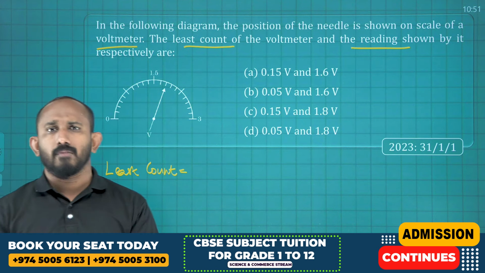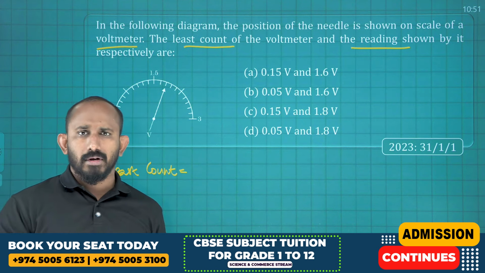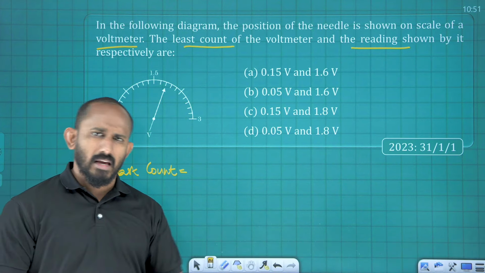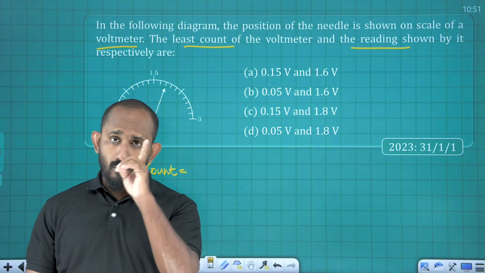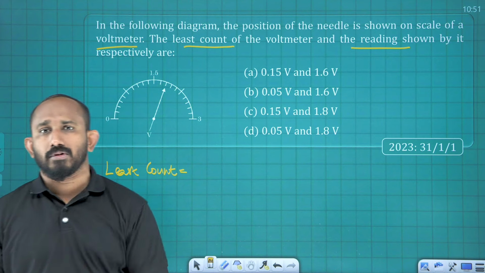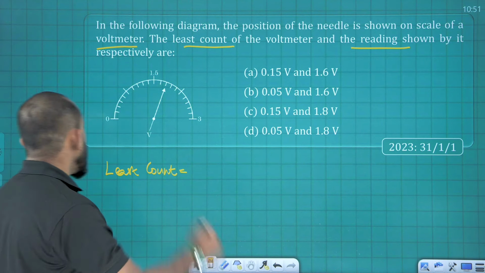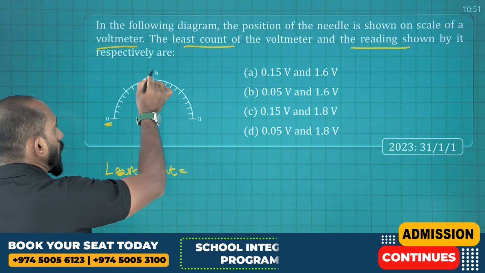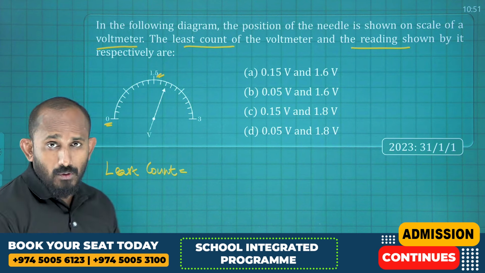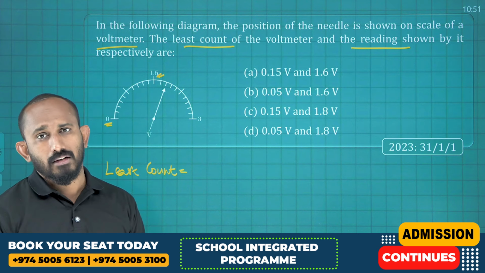If it's a scale, an ammeter, a voltmeter, a speedometer, or an RPM meter, whatever it can be, to find the least count, that means the value of one division, how much? To find that, see, it is 0 here. After that, 1.5 is the highest value.